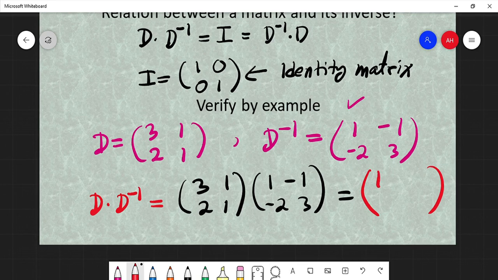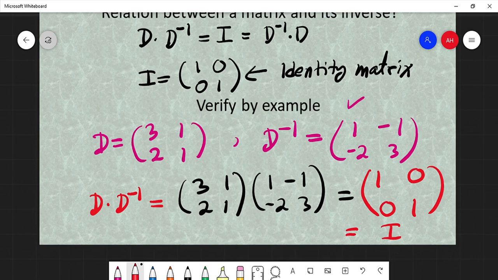Now for the second number in the first row, we have 3 times negative 1 is negative 3, and 1 times 3 is 3. So negative 3 plus 3 is 0 there. In the second row, first position, we have 2 times negative 1 is negative 2, and 1 times 3 is 3, so 3 minus 2 is equal to 1. Yes, this is the identity matrix, 1, 0, 0, 1.